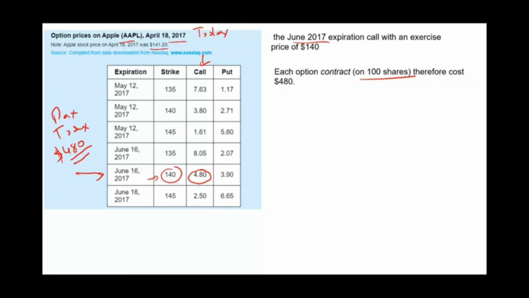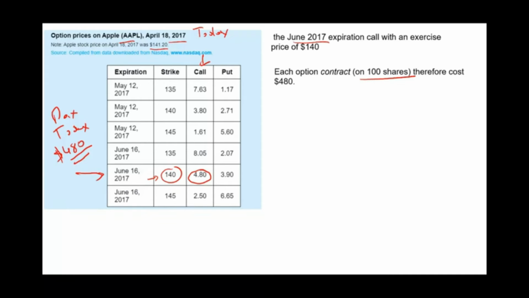Okay, why would you do so? Because you think Apple stock's going to go up to $160. Therefore, you can buy it for $140, but you have to pay a premium. That's you. The other person selling you the option thinks the Apple stock's going to go down to $120. He will buy it for $120 and sell it to you for $140. So there's always two parts to it, but you have to pay.